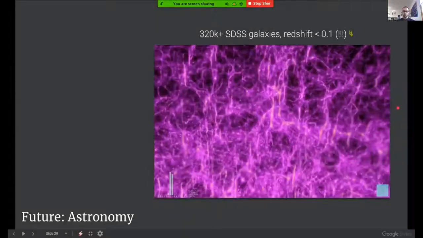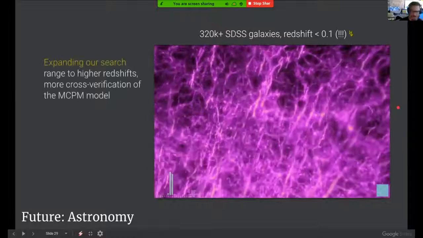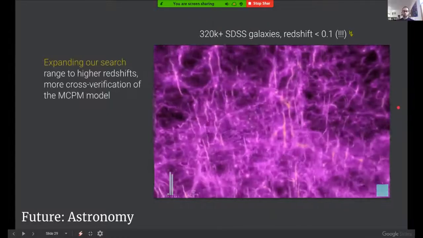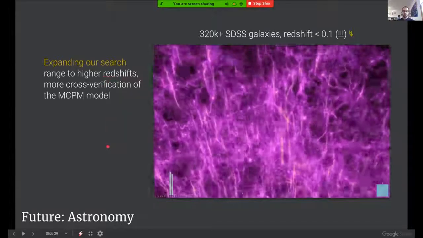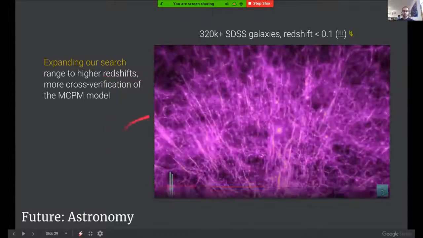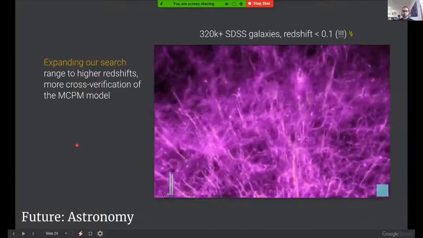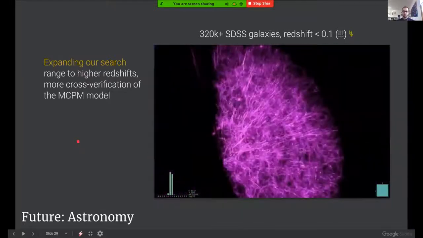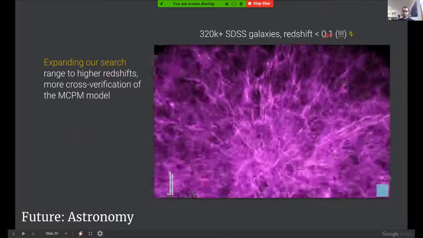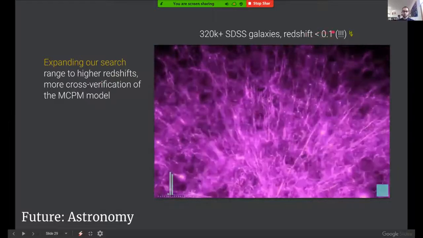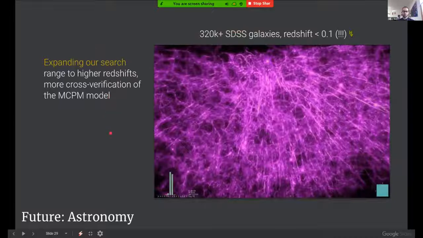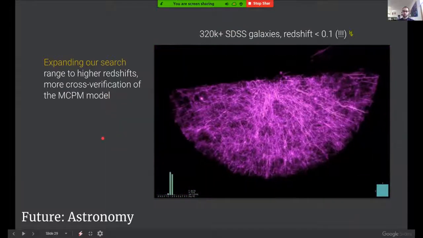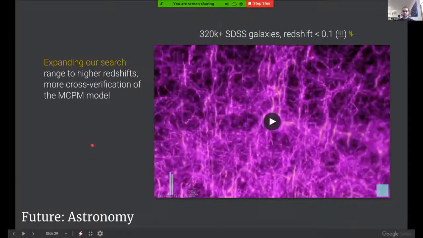For the future, we are going to investigate this, especially expanding our search to higher distances, which are called redshifts, so basically comprising more and more data. For instance, here you see an experimental fit to 300,000 galaxies up to a distance of 0.1 redshift, which is about 1 billion light years, if I did my math right. This is a very large data set, and the model is still able to handle it pretty well.